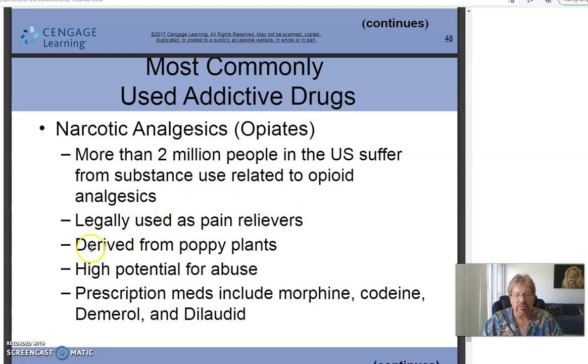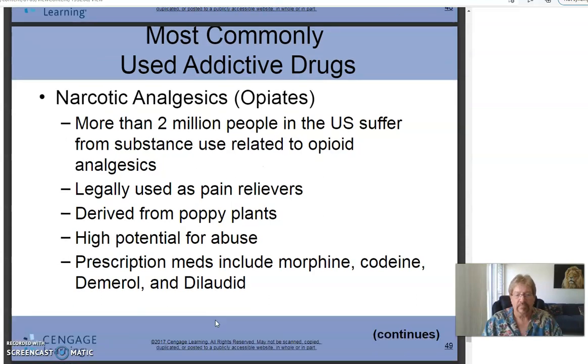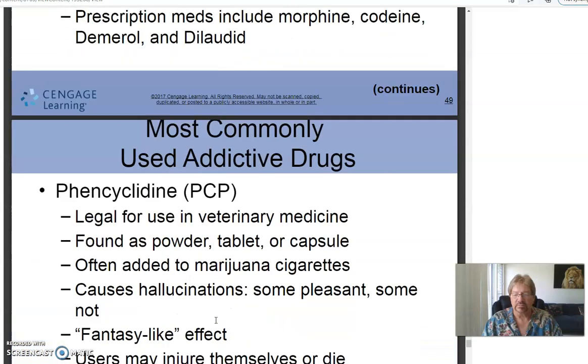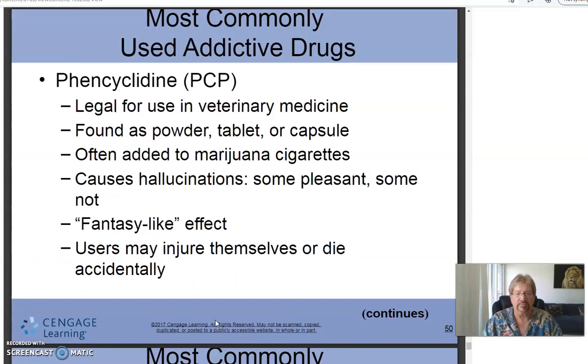Legal use is pain relievers derived from poppy plants, high potential for abuse. Prescription meds include morphine. We've all heard of that. Codeine, like Tylenol 3 has codeine in it. Demerol and Dilaudid. I don't understand the fascination with them, but it's definitely there. And there's people that have thrown everything away for it. I mean, they want these damn pain pills more than anything. I don't understand the desire for them.